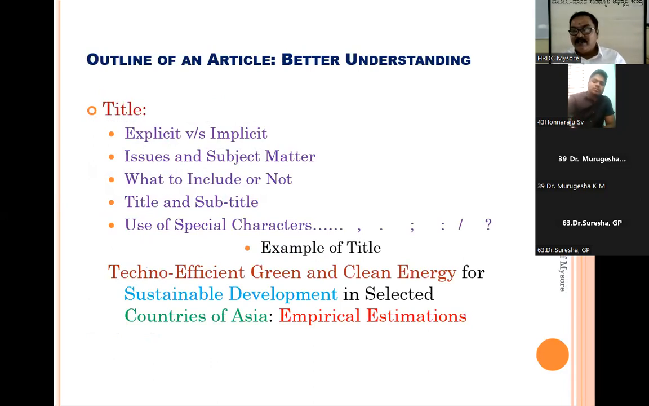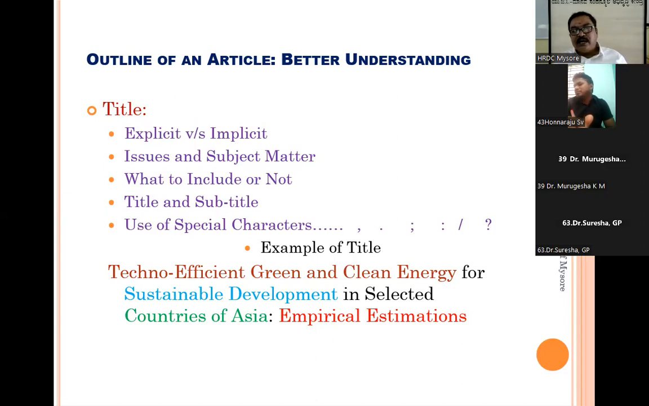In the title, what are the things that will come? In titles, we can present the title explicitly or implicitly. The title should have the major issue or the subject matter, what you are working on. And you have to be very careful what to include or what not to include. If you have more issues, it is not possible to bring all the issues within the title. The main issue, the main subject matter has to come.